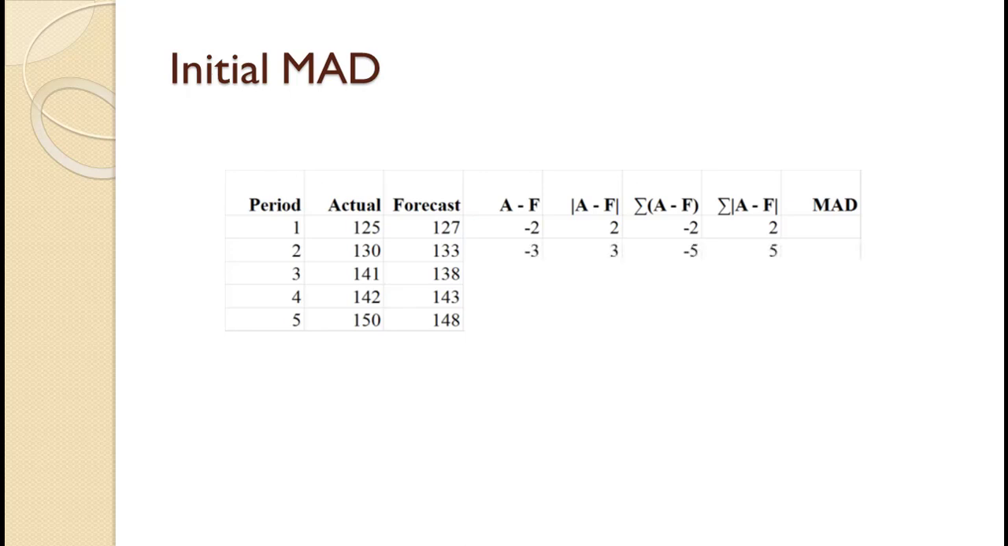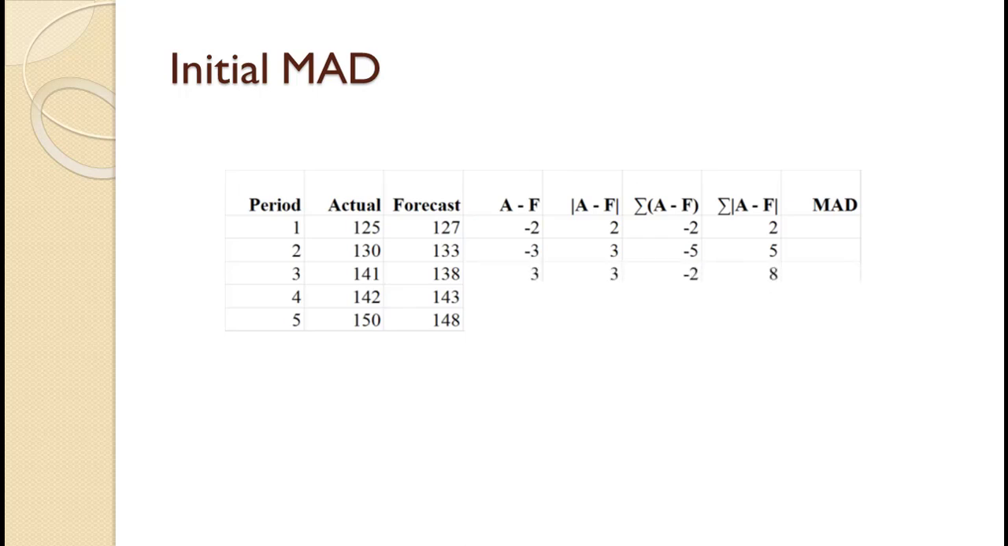For period 2, the actual of 130 minus the forecast of 133 equals -3. The absolute value is 3. The cumulative A minus F equals -2 plus -3 equals -5. The cumulative absolute value A minus F equals 2 plus 3 equals 5.